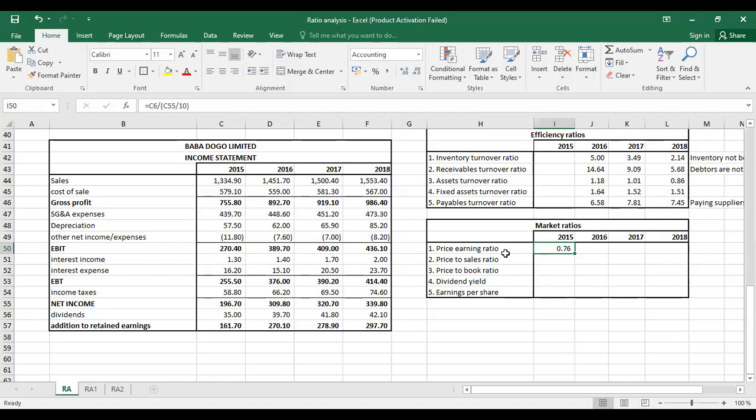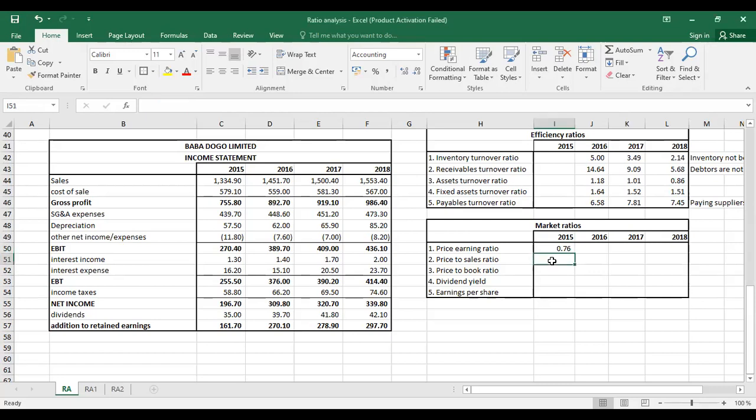Then we have the price to sales ratio. Maybe I'll confirm that one from the chart. Yes, this one I sent the other day. So we are talking of the price to sales ratio. It will be the market price per share divided by net sales per share.